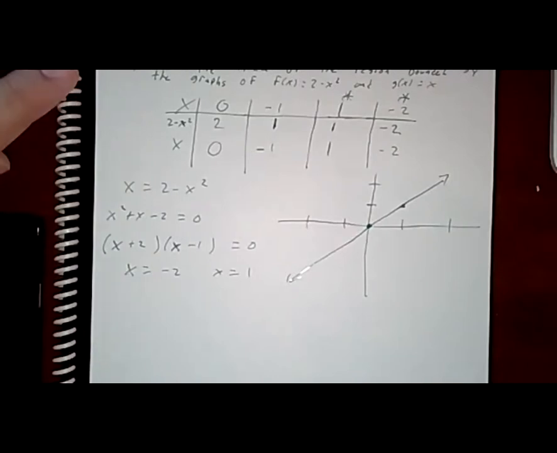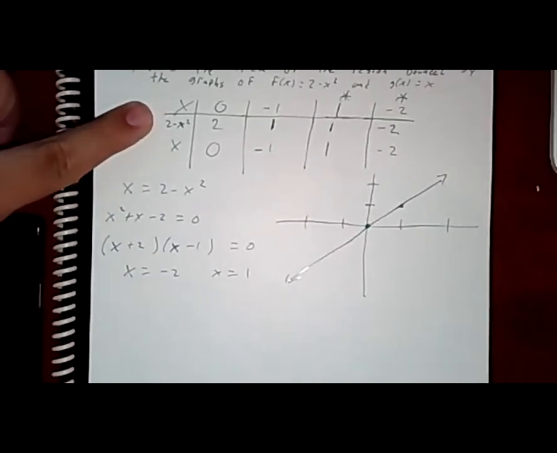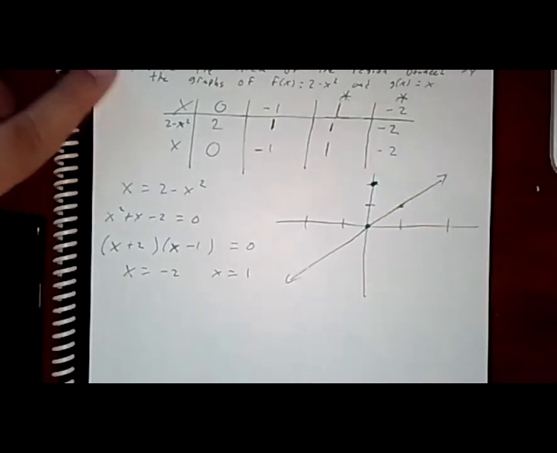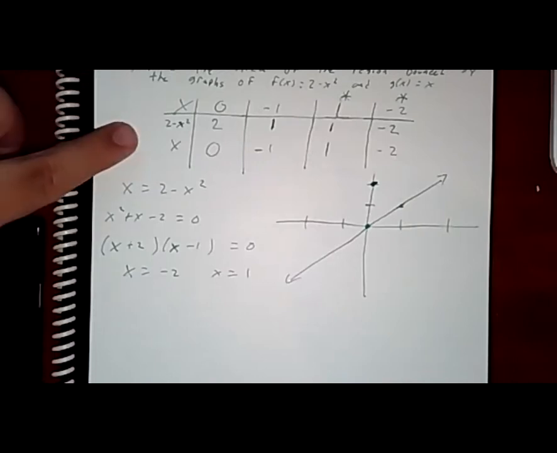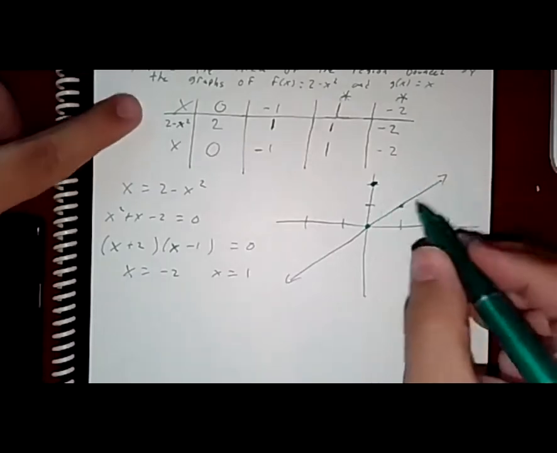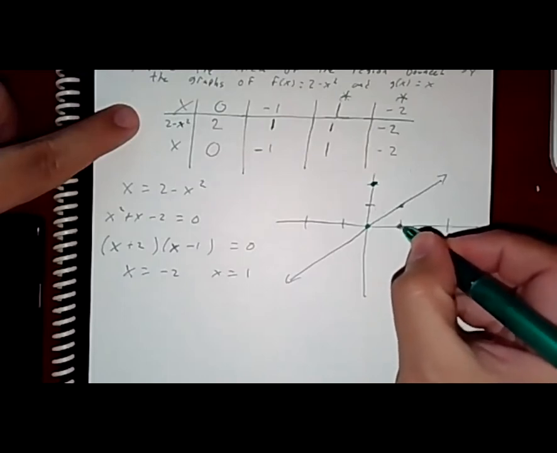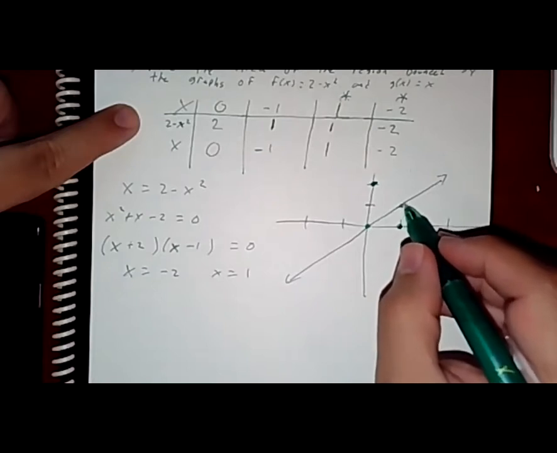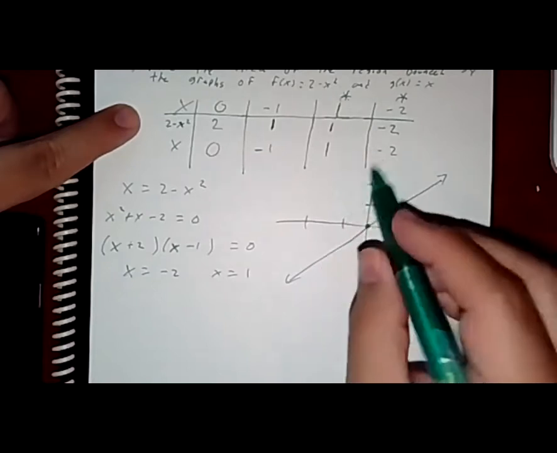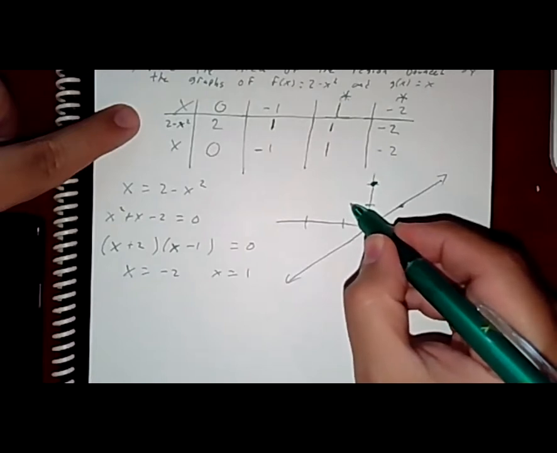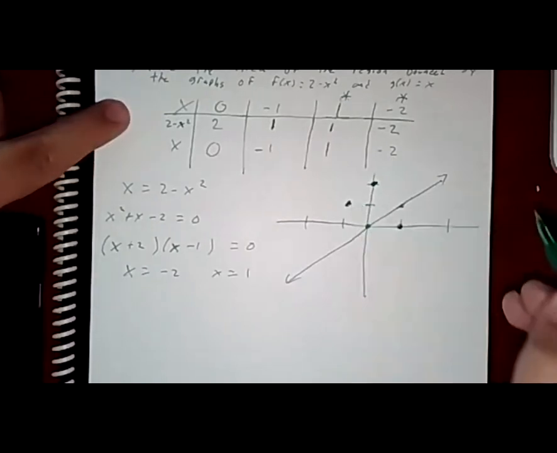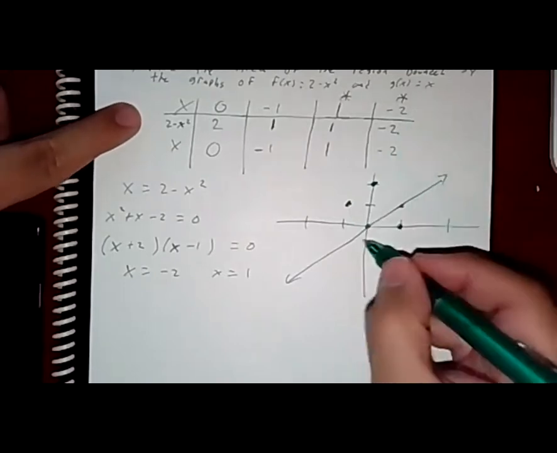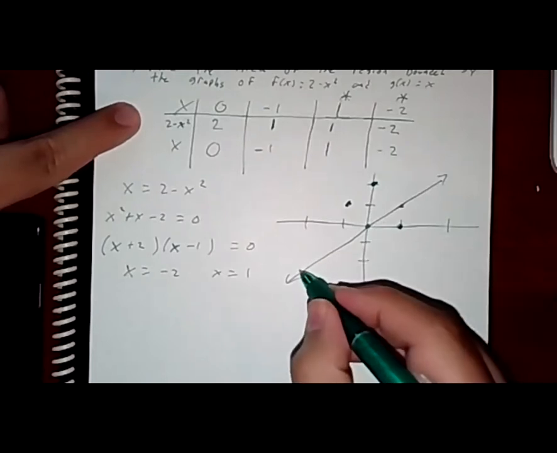The parabola at 0, we have a 2, so it's up here. And a -1 and 1. Yeah, -1, 1 is right there. And then the intersecting point is this one, isn't it? Oops, I got confused there. -1, 1 is right there. And the intersecting point was -2, -2. Right here.